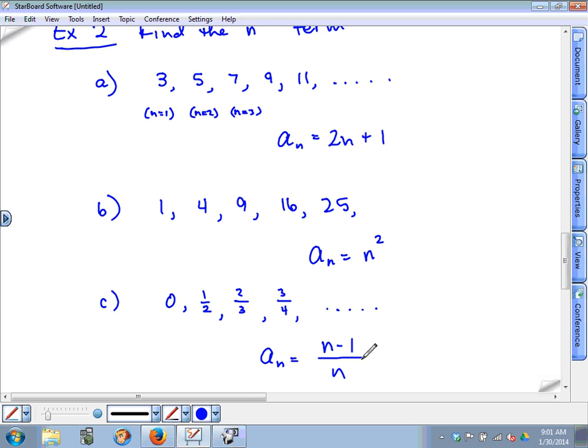Kind of cool, isn't it? I love sequences. They're so fun. We should do something with the square root or log root. That would be awful.